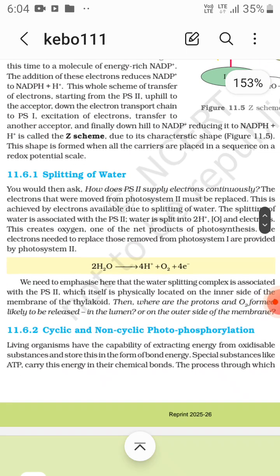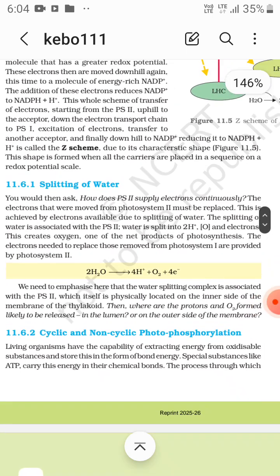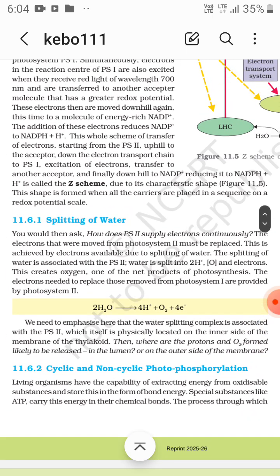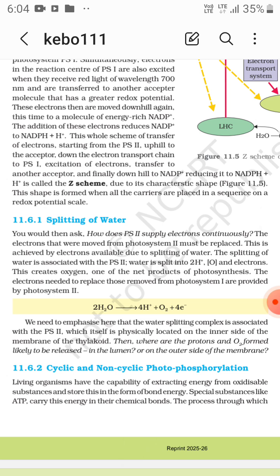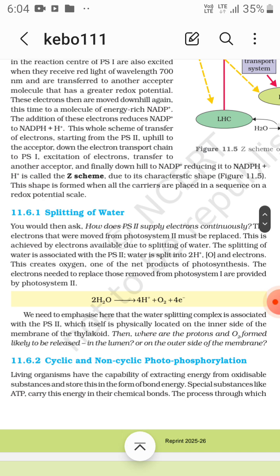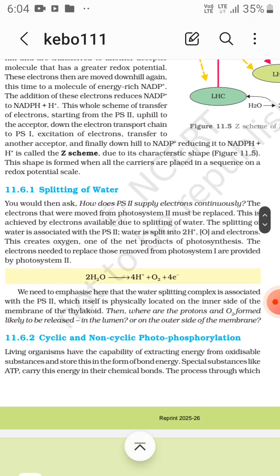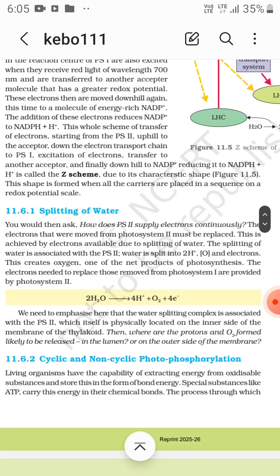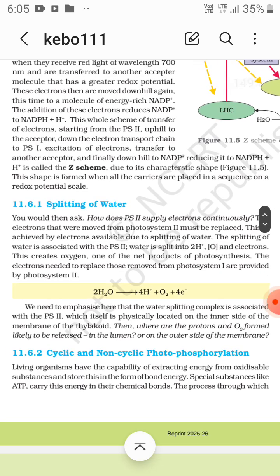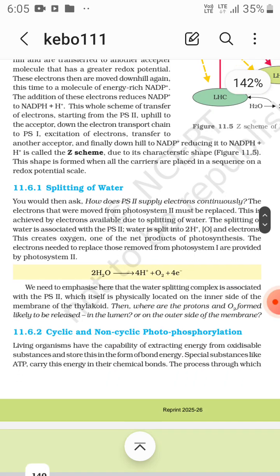Now the splitting of water. How does PS2 supply electrons continuously? The electrons that were moved from photosystem 2 must be replaced. So this electron must be replaced. This is achieved by electrons available due to splitting of water. The splitting of water is associated with PS2. Water is split into 2H+ plus oxygen atom plus electrons. This creates oxygen, one of the net products of photosynthesis.